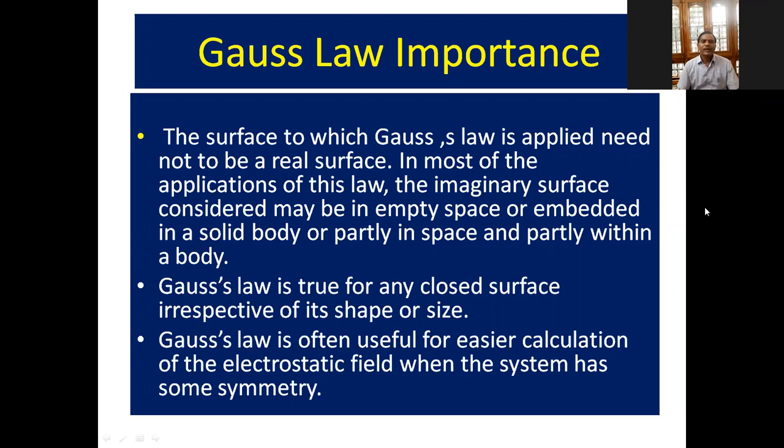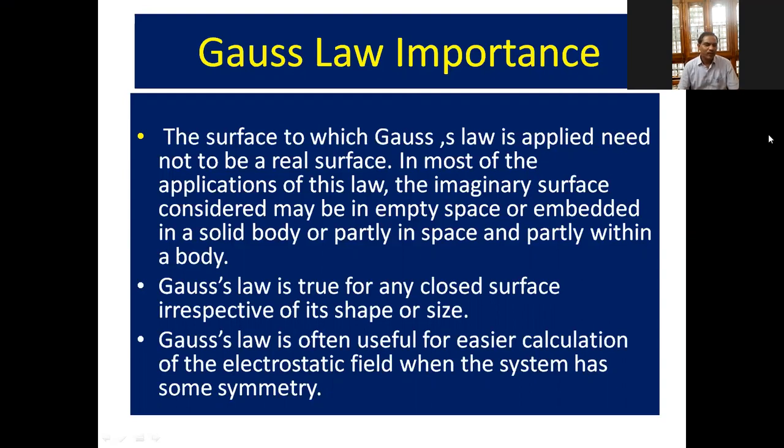The Gauss law importance is, it is applied to a surface that need not be a real surface. In most applications of this law, the imaginary surface considered may be empty space, embedded in a solid body, or partly in space and partly within a body. This is point one. The second thing is, it is true for any closed surface irrespective of size or shape. You can consider a spherical surface or cylindrical surface, regular or irregular shape, small or big size, whatever it is. It is useful for any shape of closed surface. This is the second important point.